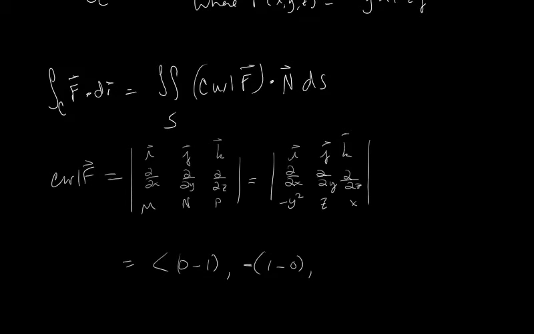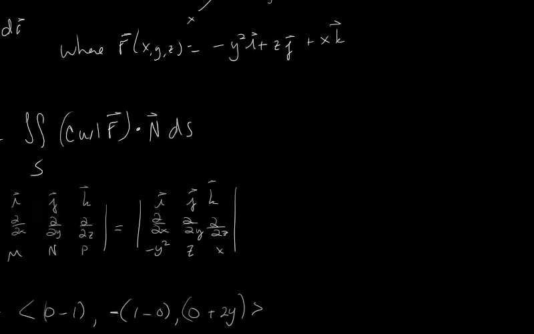And then the partial with respect to x of z is 0, minus the partial with respect to y of negative y squared, which is negative 2y, so minus a negative becomes positive. So that's going to be negative 1 in the i direction, negative 1 in the j direction, and 2y in the k direction.